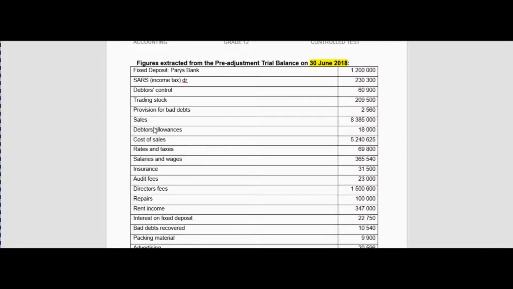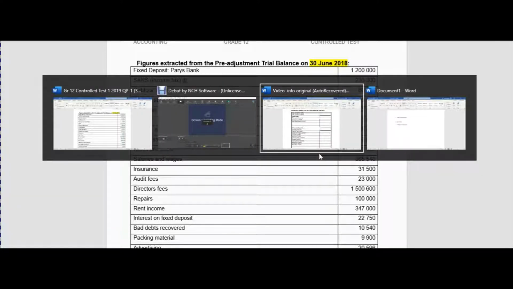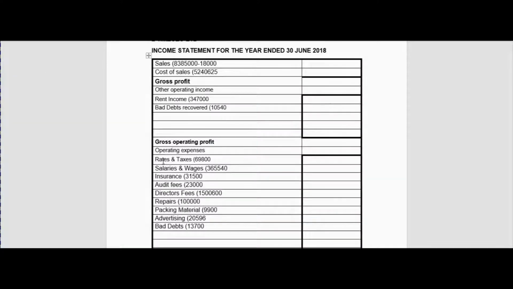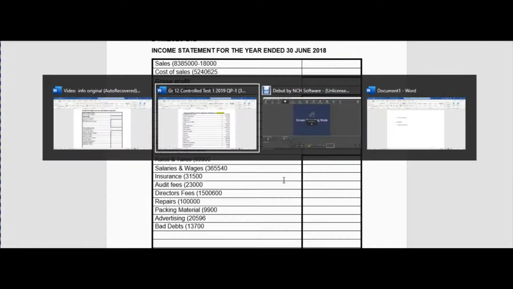We've put in all the figures from the trial balance, all the operating expenses, starting with rates and taxes, salaries, insurance, with the amounts on our answer sheet, and let's look at what it will look like now. So there we've got them, the rates and taxes, salaries, insurance, etc., with the amounts. So we're done with the trial balance. Now we need to move on and start looking at the adjustments.